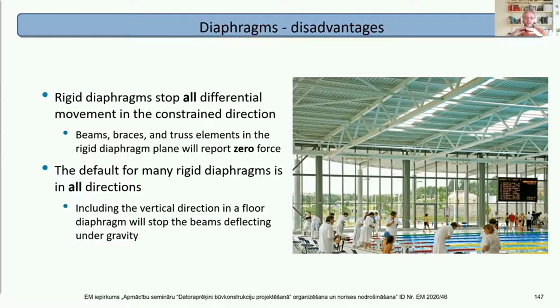Now, if you have, such as we've got the picture here, trusses supporting the slab, you've got to watch out because the top boom of that truss will be in the rigid diaphragm. There will be zero strain, zero differential movement between the top nodes of the truss, so it will report zero axial force in the truss.